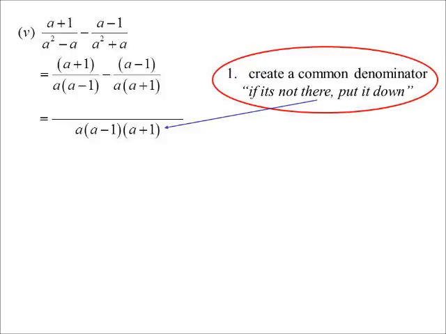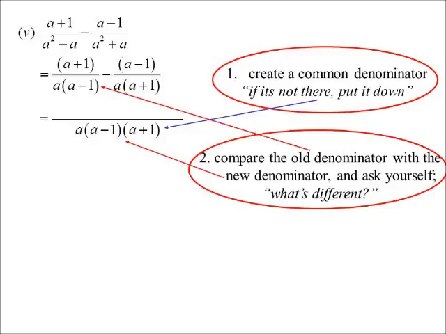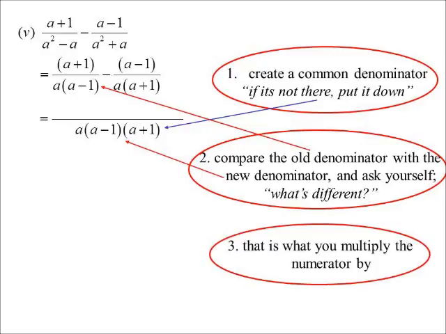Now to work out the numerator, I say, what's different? So I look at the first fraction, it was a minus 1, and I go, what's different? Well, what is different in those two numerators? Right, so that is what I'll multiply the numerator by, whatever is different. So it becomes a plus 1 squared. So not there, put it down. What's different? Okay, so it becomes a plus 1 squared. Minus, now I look at the bottom of the second fraction, a plus 1. What's different? A minus 1. So the second one now becomes a minus 1 squared.